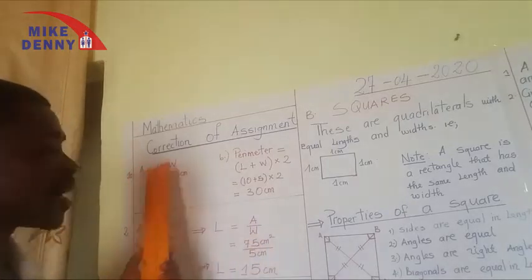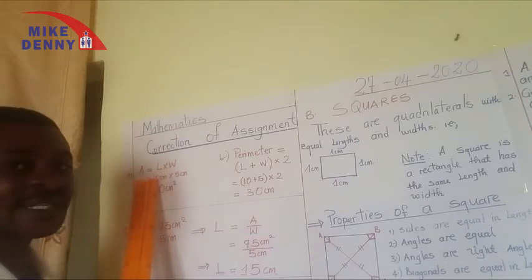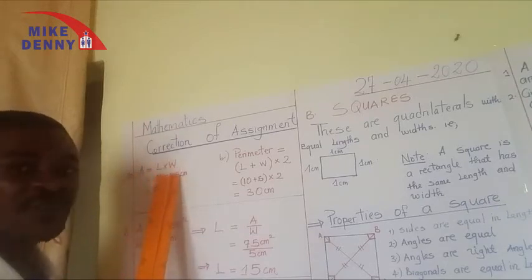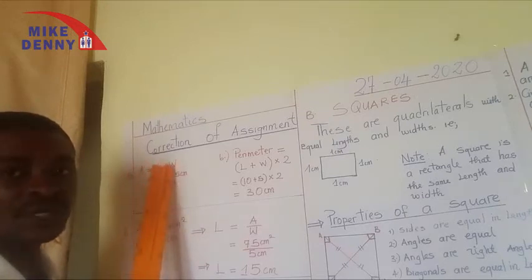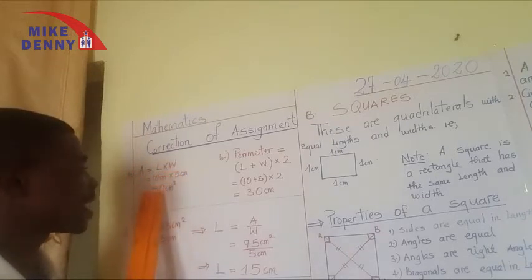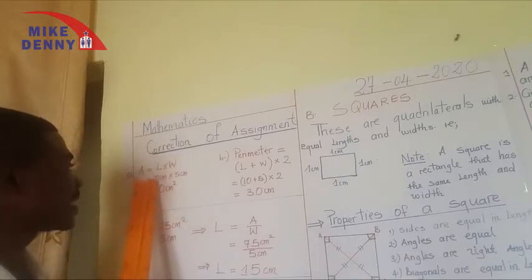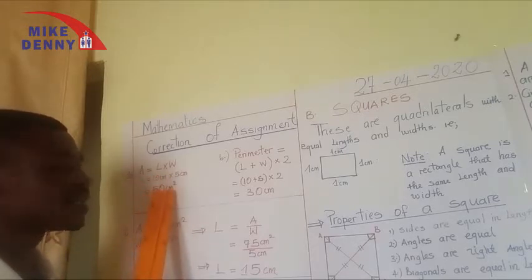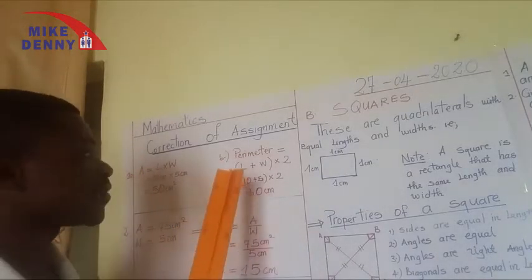In the first question, we're asked to calculate the area of a rectangle. We're given the length of the rectangle as 10 centimeters and the width as 5 centimeters. And now we are aware of the fact that area is length times width. So we just multiply the length by the width and we have our result. The result must be in square units. If you look at my answer, I have 10 times 5, which is 50 centimeters square. That's the result.